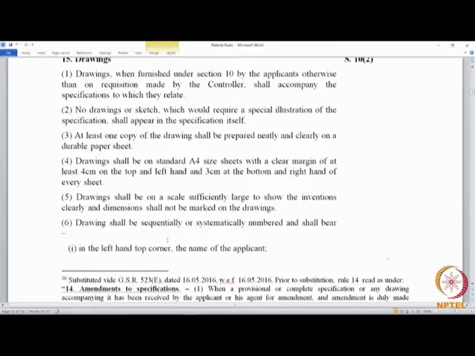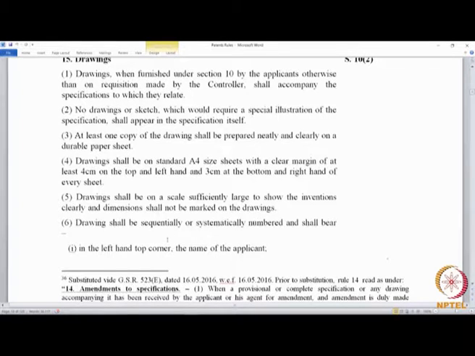5. Drawings shall be on a scale sufficiently large to show the invention clearly, and dimensions shall not be marked on the drawings. So reference should not be inside the drawing, it should be outside the drawing, in the sense that there should be an arrow mark and the reference should be by way of an arrow mark, which is the normal practice in patent drawings.